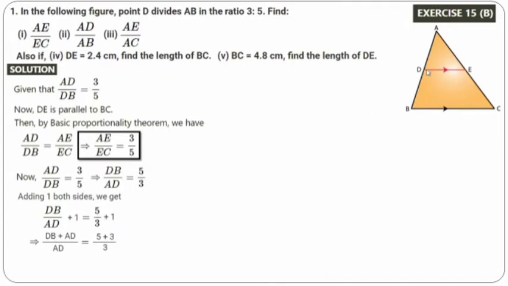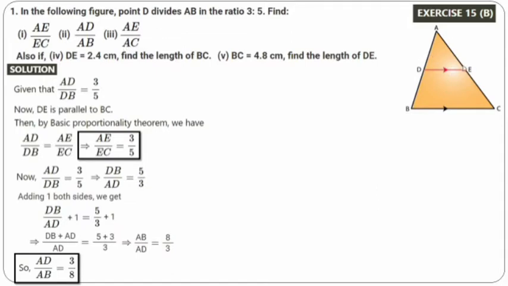Now DB is this one, AD is this one. When you add this and this, won't you get AB? Yes. So in place of this, I am going to write AB by AD. We are asked to find AD by AB, but this is just the reciprocal of that. So just turn it upside down. You get AD by AB will be 3/8. So I got my second answer also.